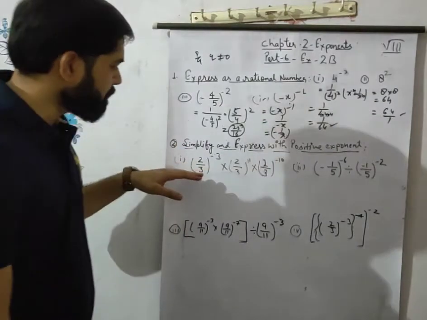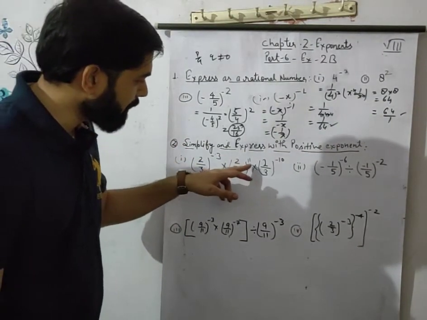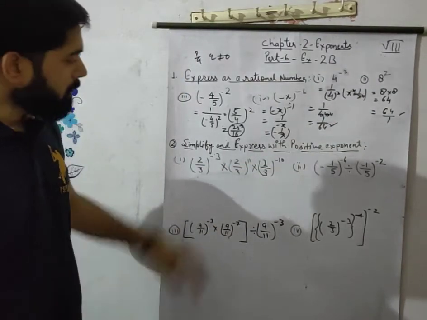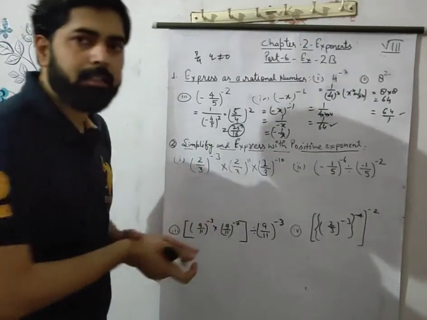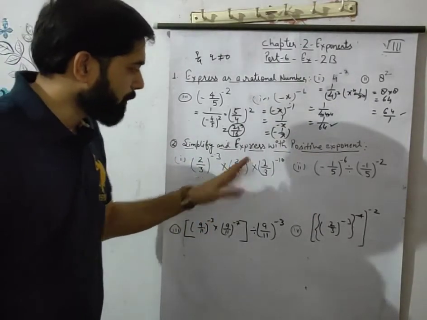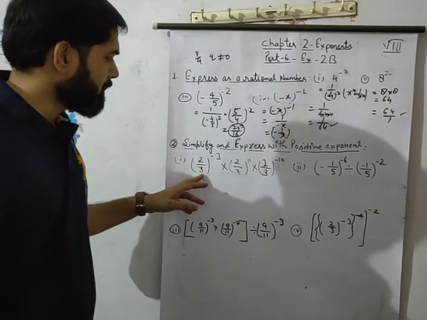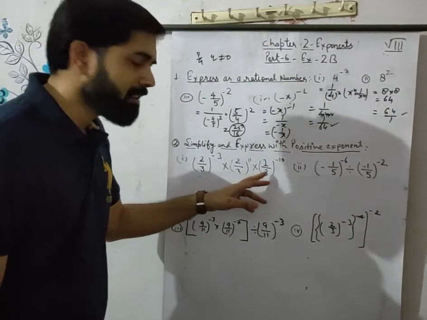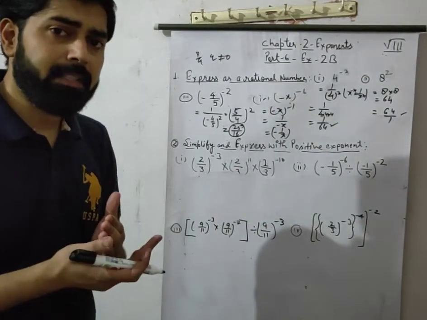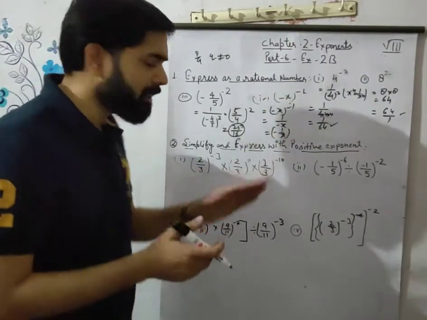Now the first question: 2 upon 3 raised to the power minus 3, multiplied by 2 upon 3 raised to the power 11, multiplied by 2 upon 3 raised to the power minus 10. Look here, what is happening in this question? The base 2 upon 3 is the same, and it is multiplied first, then a second time, then a third time. The same base is multiplied 3 times.